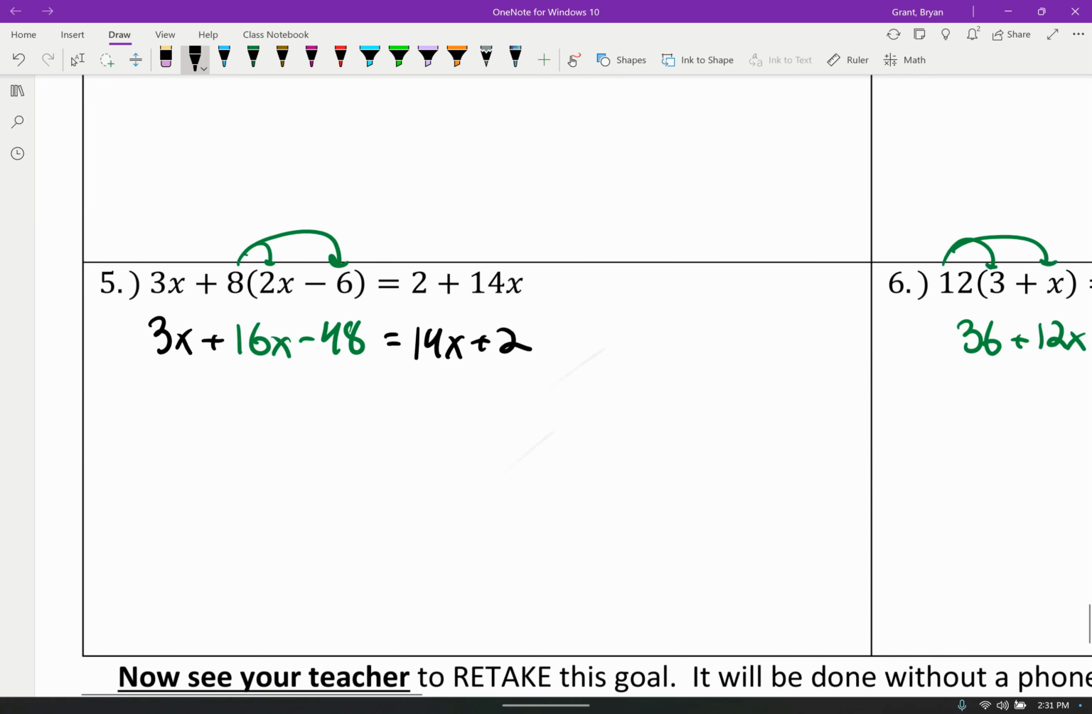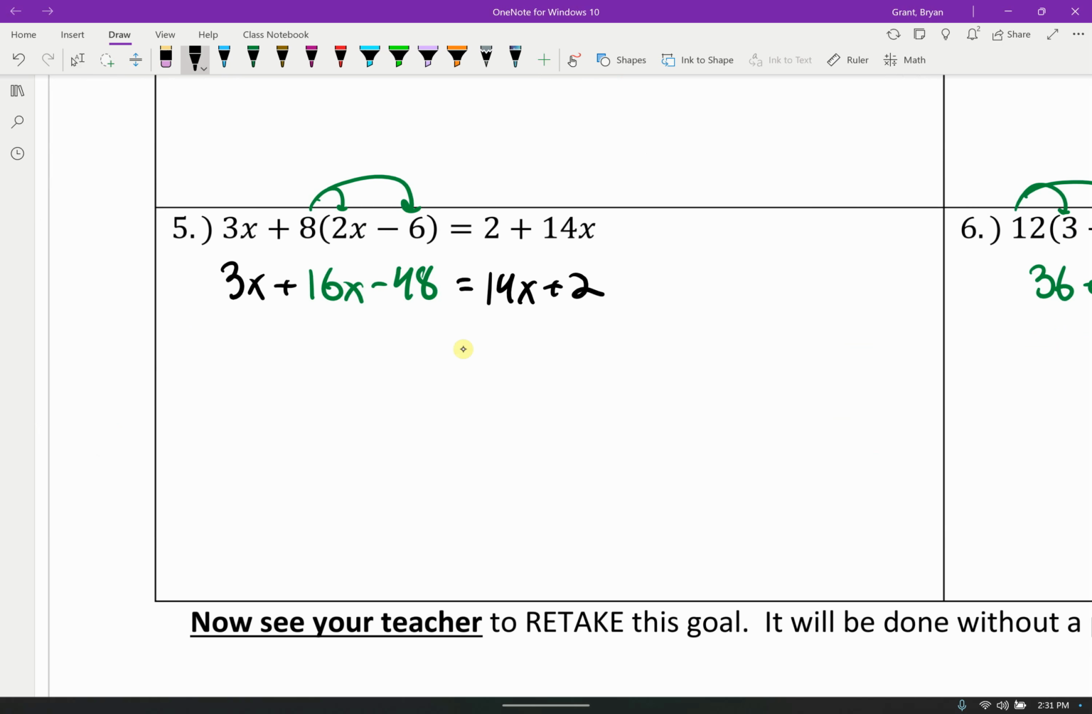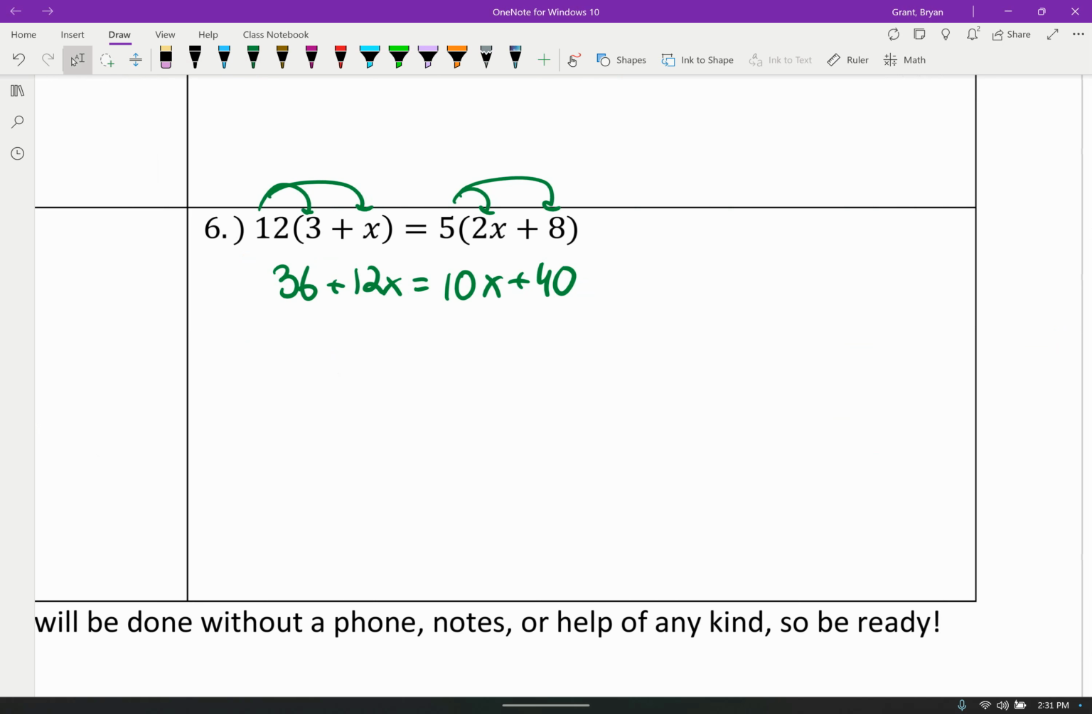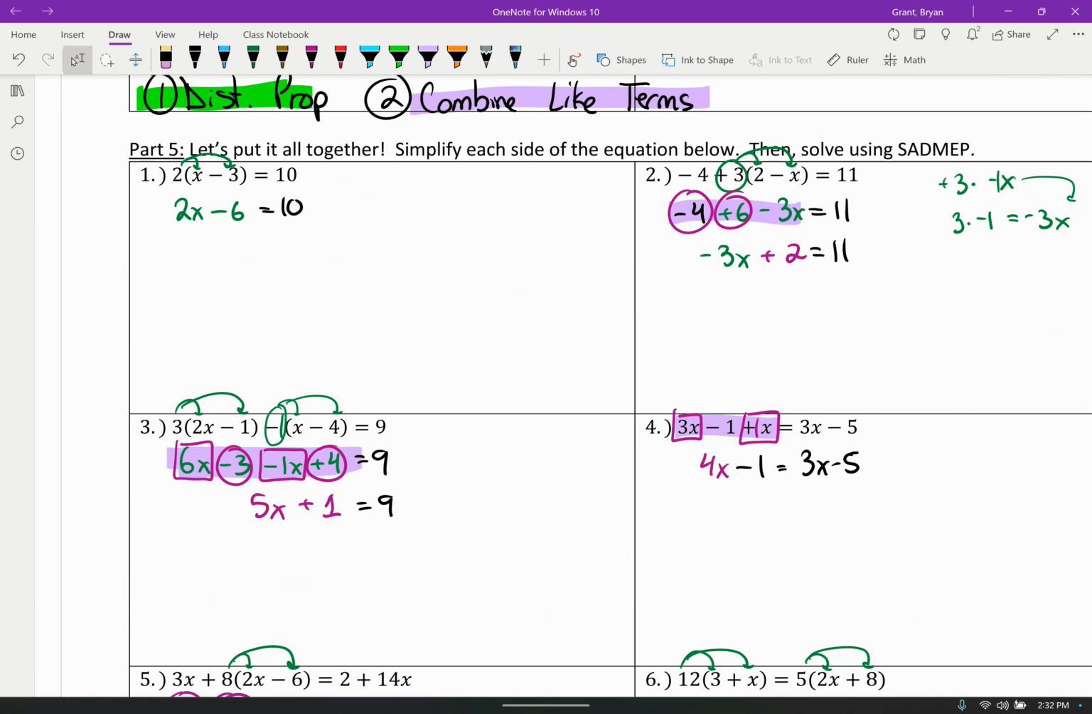Fifth one. No like terms on the right side. That's nice. But the left side, we do have them. 3x and 16, positive 16x is 19x's. Writing those first, and the minus 48 after. Last one. No like terms on the left side, no like terms on the right. Nice. Okay, next up, we really start to solve.